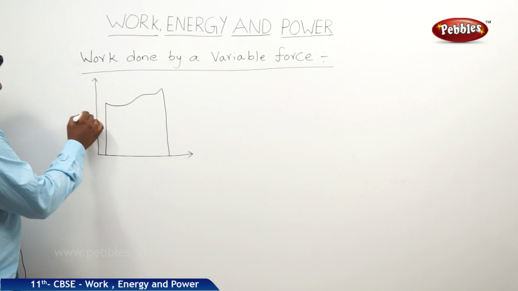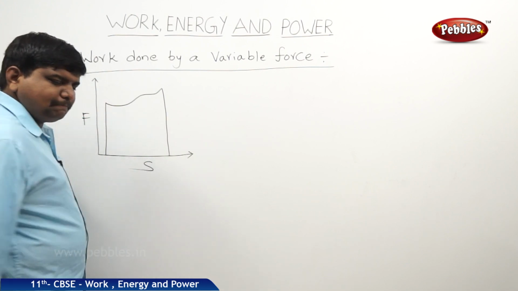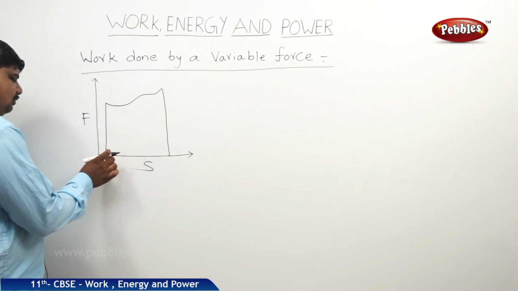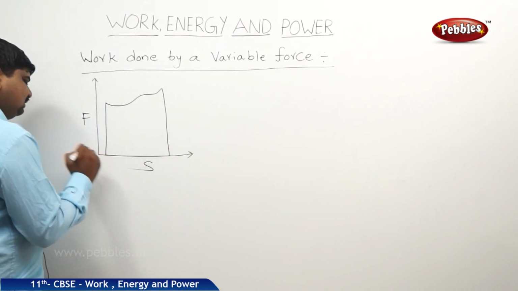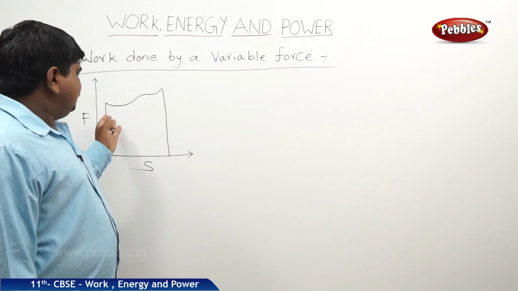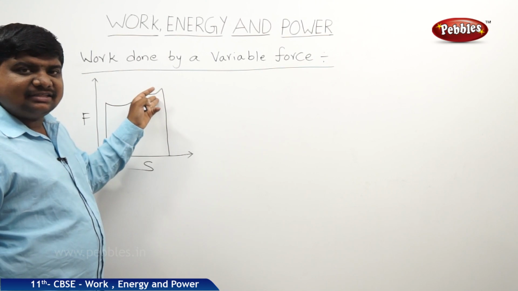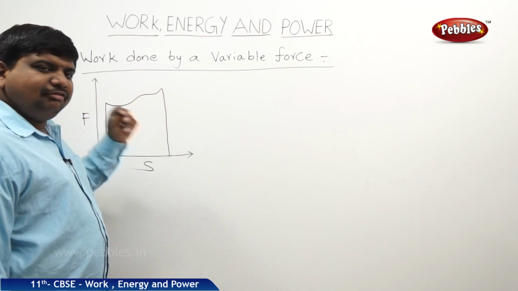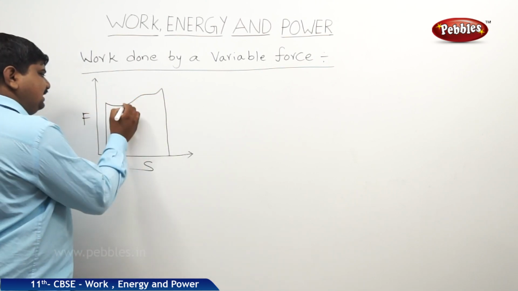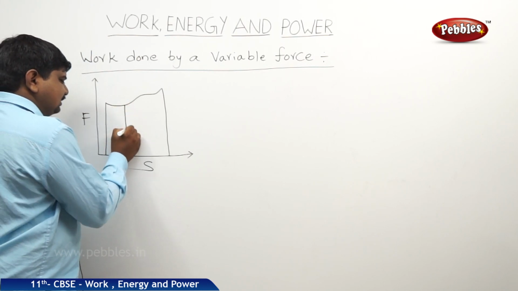So along this direction it is F, this is S. So the body was moved from one point to another point. In this case, it was under the variation of the force, or a variable force is applied. In this variation, let us take a small variation.